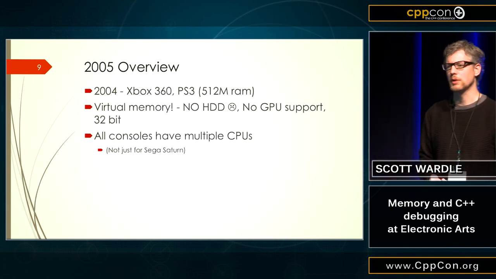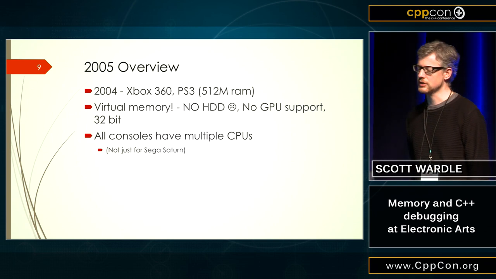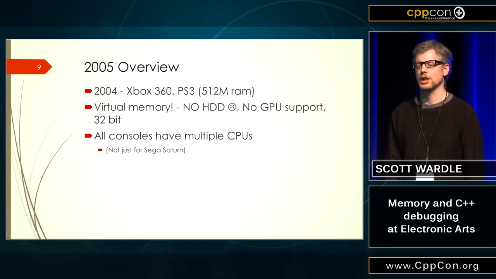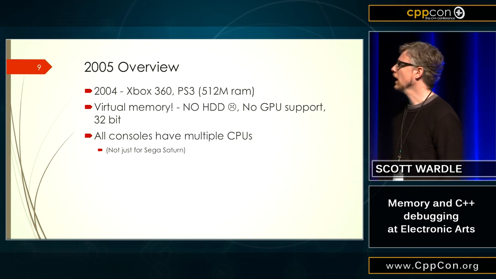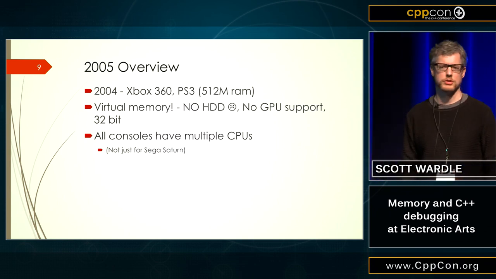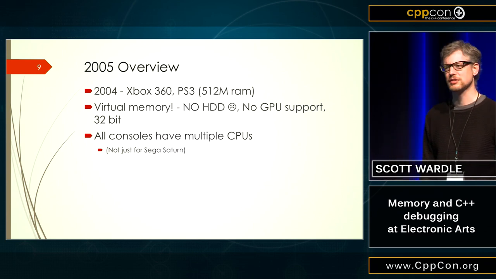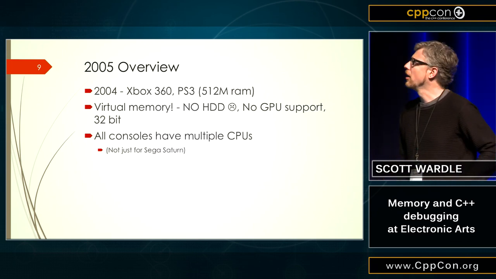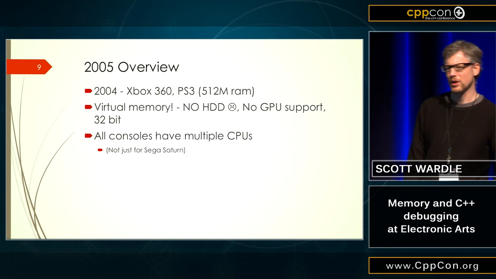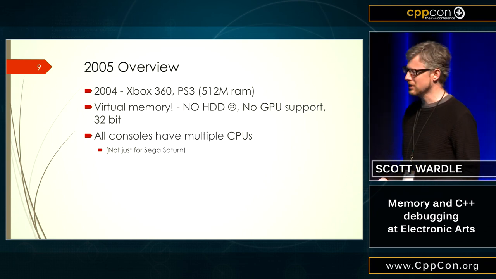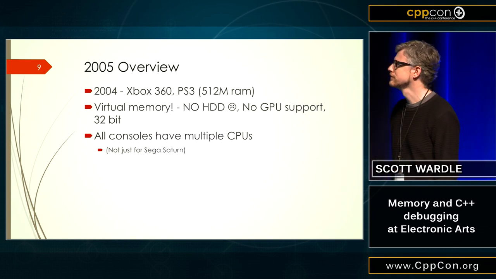Once, of course, we went to Xbox 360 and PS3, our world had to change, though. We had virtual memory now, and this was a real good advantage. You didn't have a hard drive, though, so we couldn't really use it the same way everybody else could. And the GPUs couldn't support it, and that's where a lot of our memory actually went. So it wasn't perfect, but it was definitely an improvement.